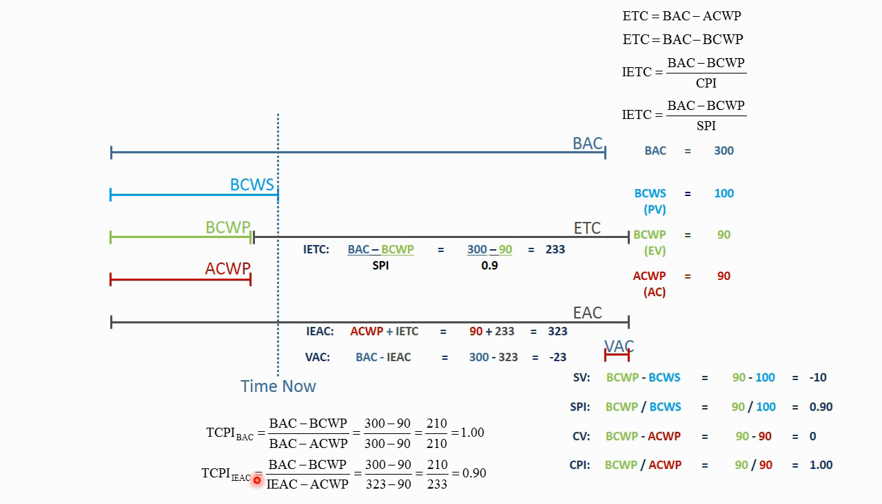And the TCPI is based on IEAC. So if we have 210 hours of performance and we have 233 hours of budget, our to-complete cost performance index is 0.9. So what that means is, despite the fact that the project manager had a perfect cost performance index, if we want to get back on schedule, they can meet this budget by performing at a cost performance index in the future of 0.9.